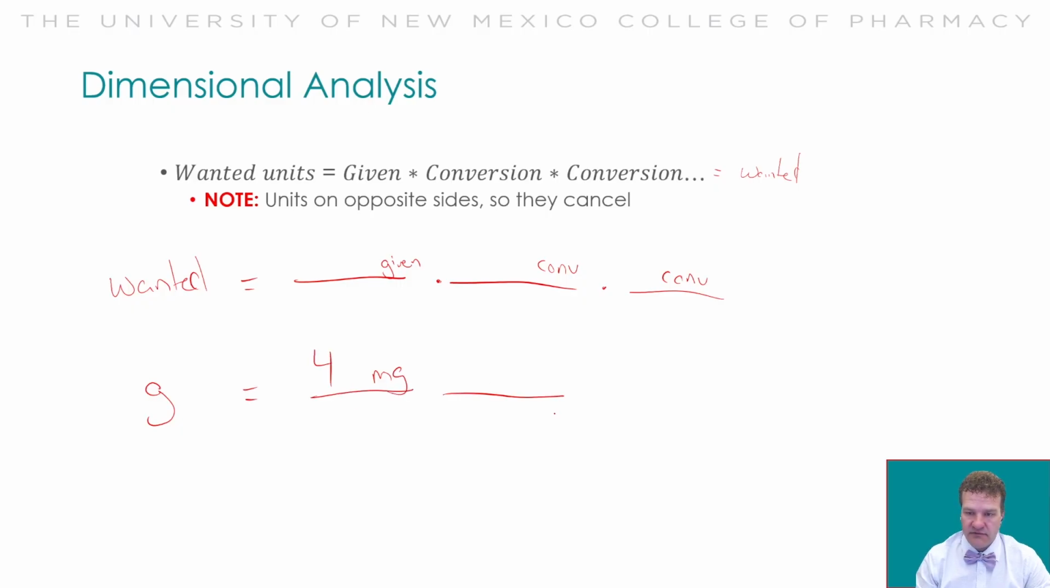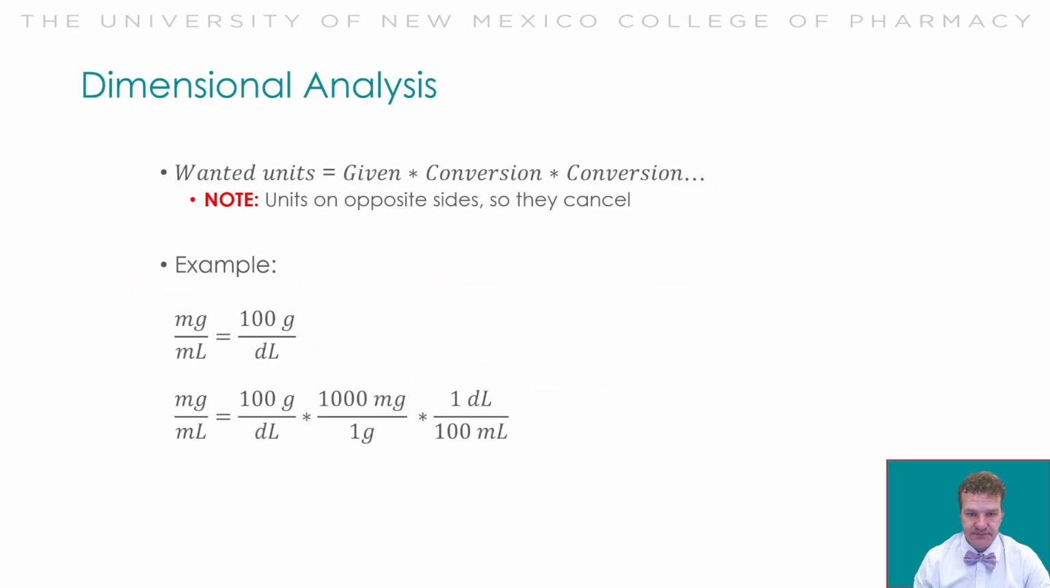For our conversion, we know we want to cancel milligrams, so we put it on opposite sides. Milligrams goes up to grams. Grams is the bigger one, so I set it as 1, and we know that for every gram, we have 1,000 milligrams. Our units cancel, and so now our grams equals what we're looking for, and we can do the math. So 4 divided by 1,000 is 0.004 grams. Okay, so that's how you would use dimensional analysis.